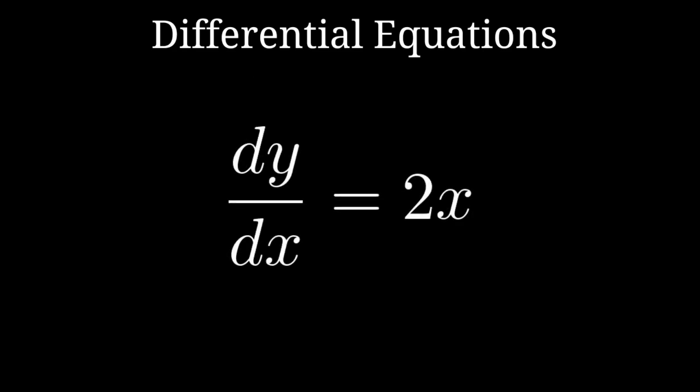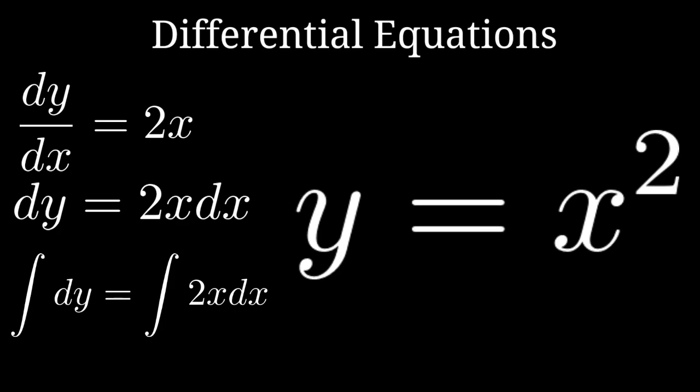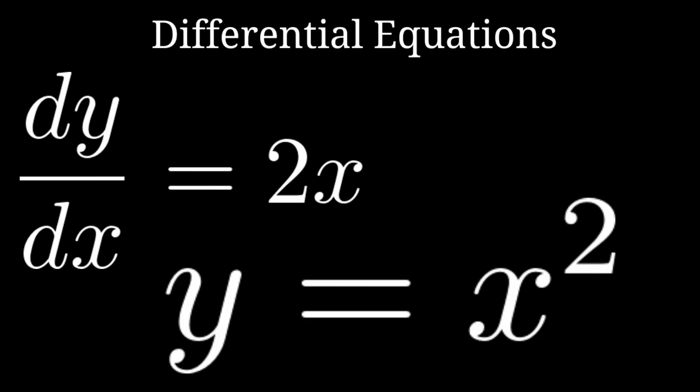So let's take an example of a very simple differential equation. Let's say dy by dx equals 2x. This differential equation essentially asks the question, what function when differentiated with respect to x returns 2x? And to solve this differential equation, you are supposed to first cross multiply and then integrate both sides, which would give you your required function y equals x squared. Congratulations, because you have solved your first differential equation.